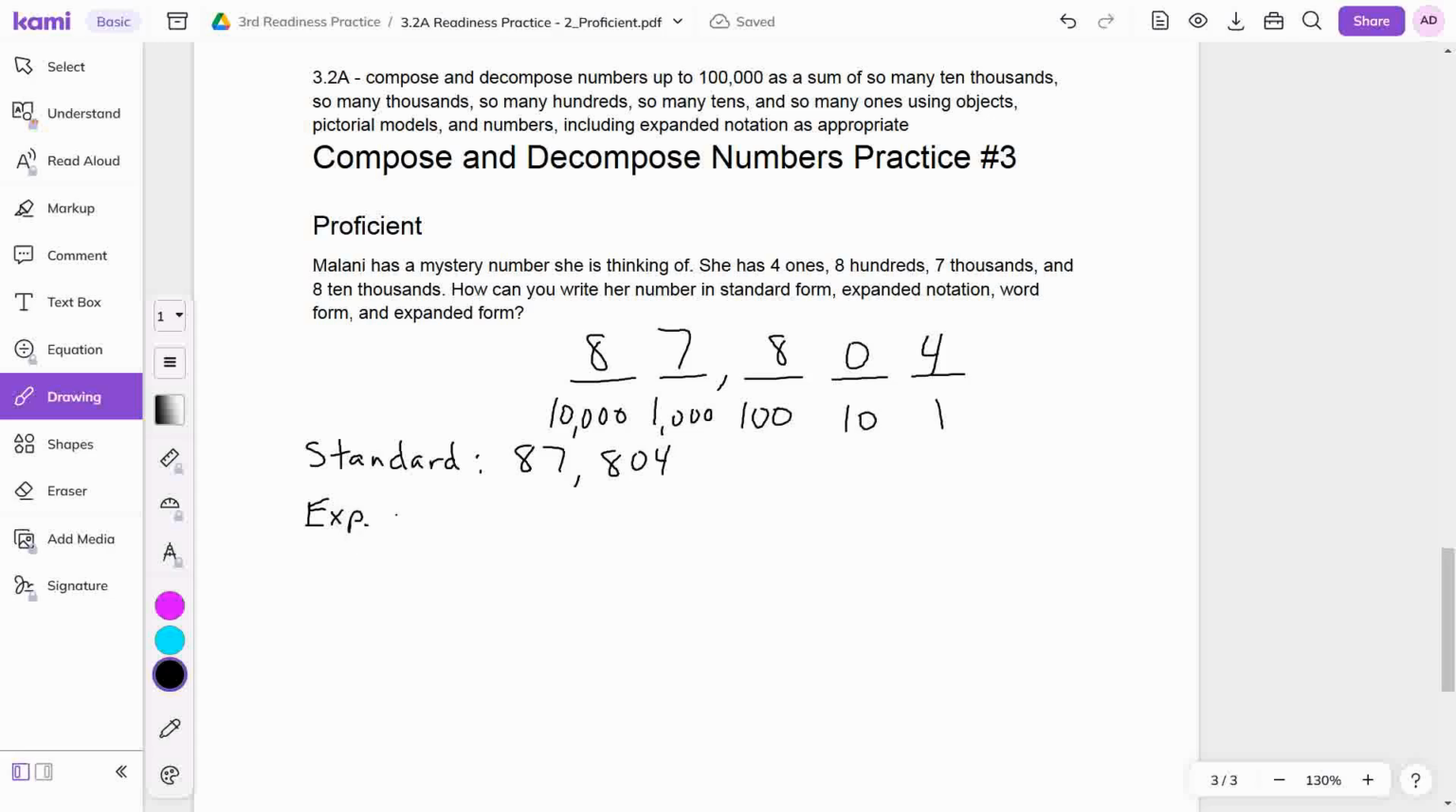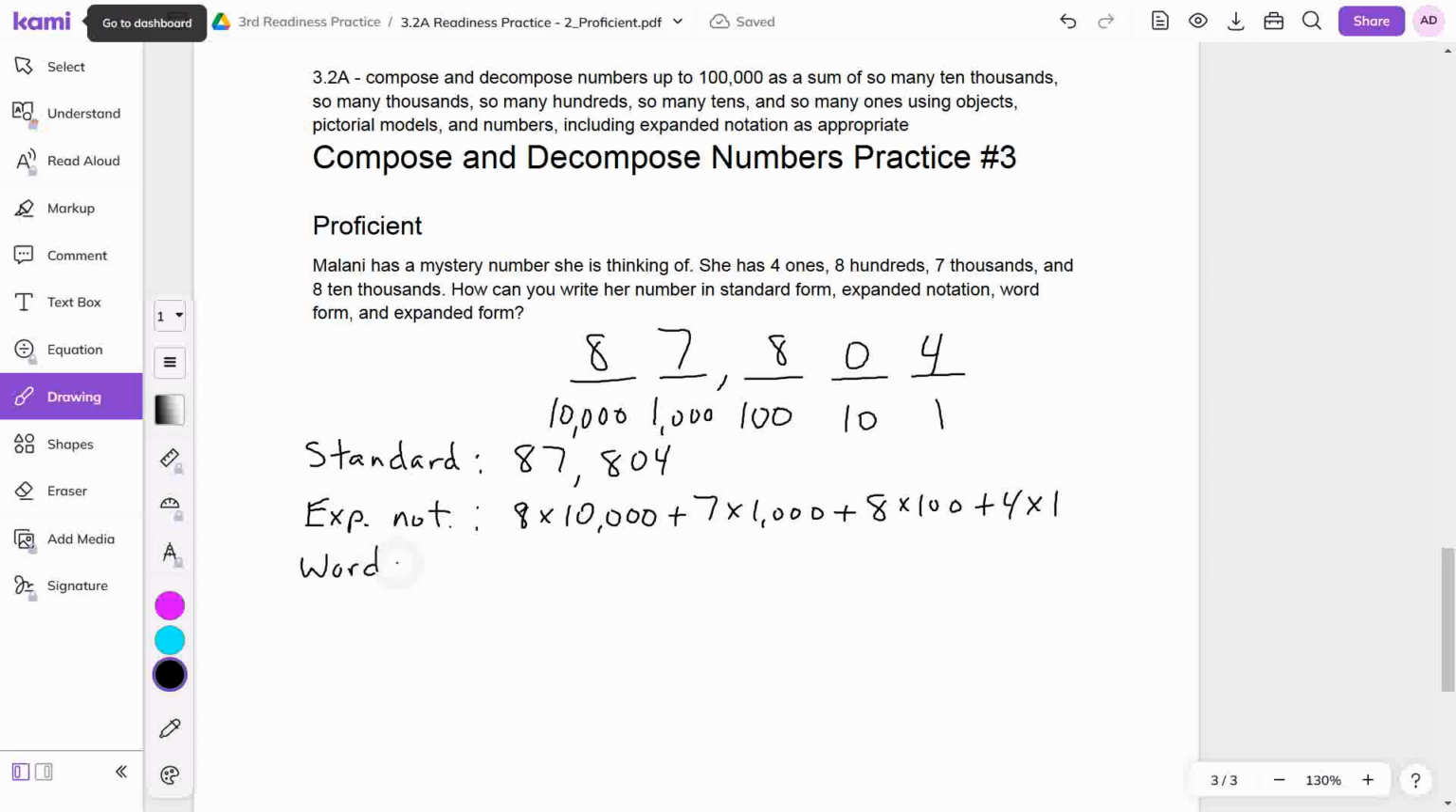I need expanded notation. Well, writing my place value chart the way I did makes it pretty easy. You just take the digit 8, you multiply it by its place value, 8 times 10,000, and then you add it to the next digit, 7 times its place value. You add it to the next digit, 8 times its place value, and we're skipping the tens. There's nothing there. And then we're going to add it to 4, but make sure it's 4 times 1, not just 4.